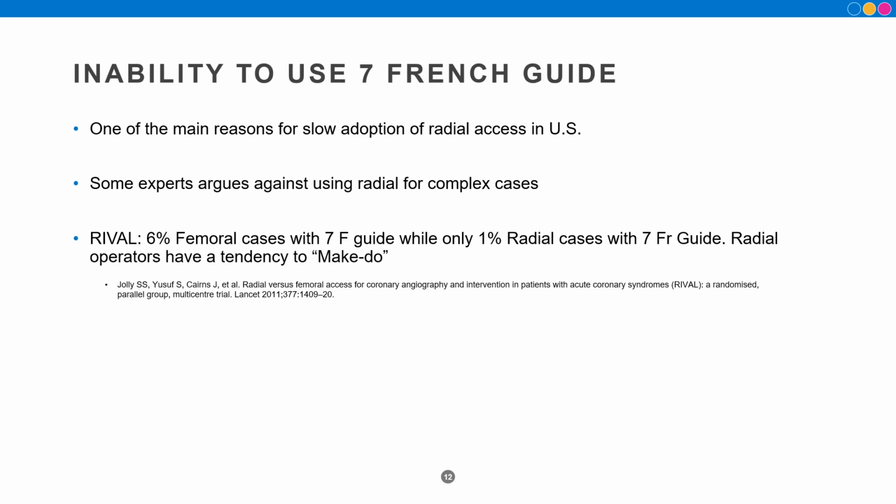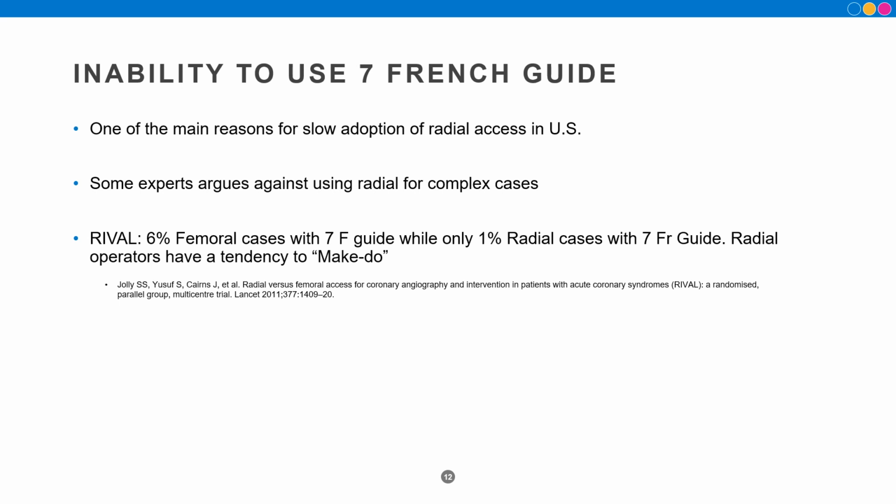Many experts argue against using a 7-French sheath through radial access, which remains one of the major reasons for slow adoption of radial access in the United States, because US operators in particular like to use a 7-French guide catheter for complex coronary intervention. In the RIVAL trial, experienced radialists, when the patient was randomized to the femoral approach, used a 7-French sheath in 6% of cases, while they used a 7-French guide catheter in the radial approach only 1% of the time, clearly suggesting that, given an opportunity, the radial operator would like to use a 7-French guide catheter.